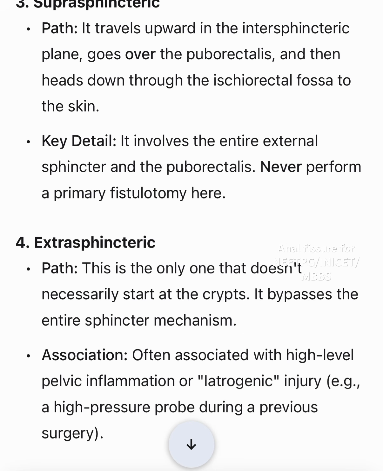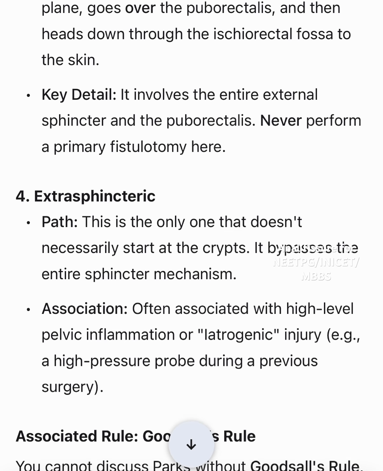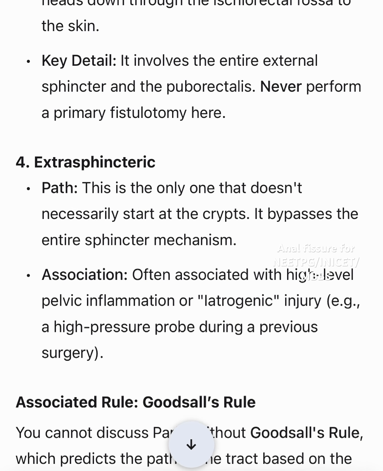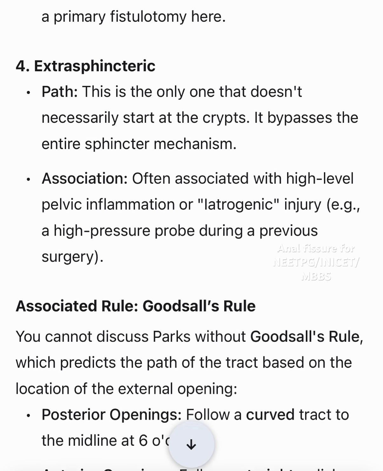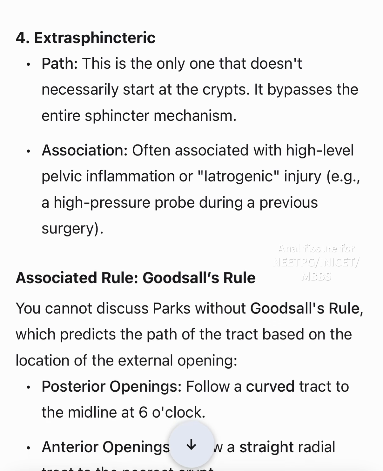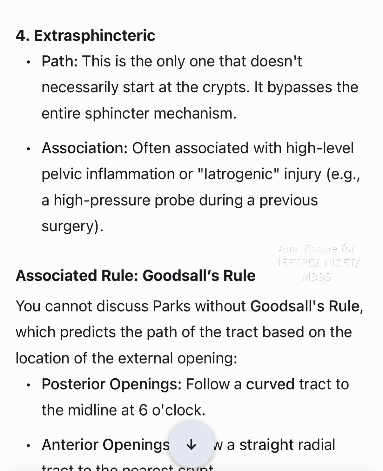3. Suprasphincteric. Path: it travels upward in the intersphincteric plane, goes over the puborectalis, and then heads down through the ischiorectal fossa to the skin. Key detail: it involves the entire external sphincter and the puborectalis. Never perform a primary fistulotomy here.